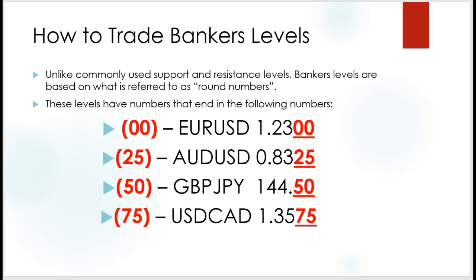Well, unlike commonly used support and resistance levels, bankers levels are based on what is referred to as round numbers. These levels have numbers that end in the following: 00, 25, 50, and 75. And you can see in the following examples, we have these levels: 1.2300 for Euro, Aussie dollar 0.8325, ending in 25, Pound Yen 144.50 for the 50 level, and Dollar CAD 1.3575 for the 3/4 line.